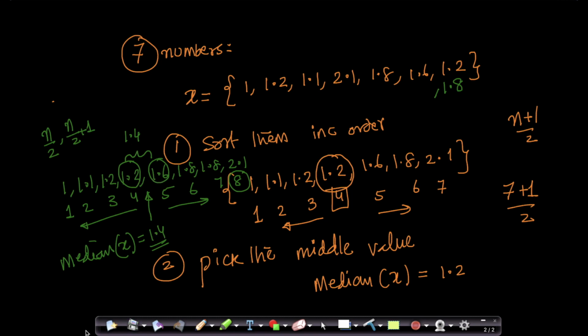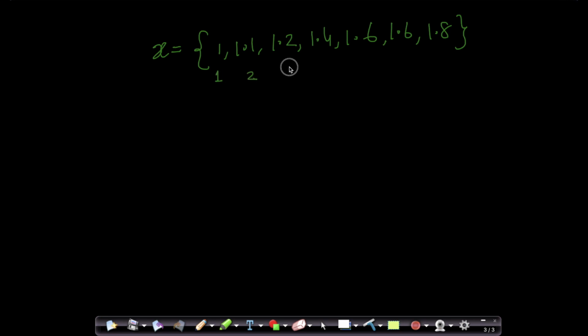Now the immediate question I have is, why is median not getting corrupted by an outlier? Again, let's look at a bunch of numbers. Let's assume I have 1, 1.1, 1.2, 1.4, 1.6, 1.8, 2. I'm just putting them in increasing order to start with, so this is already sorted. This is index 1, index 2, index 3, 4, 5, 6, 7. What is the central value here? The 4th. So if my x is just these numbers, my median is 1.4.